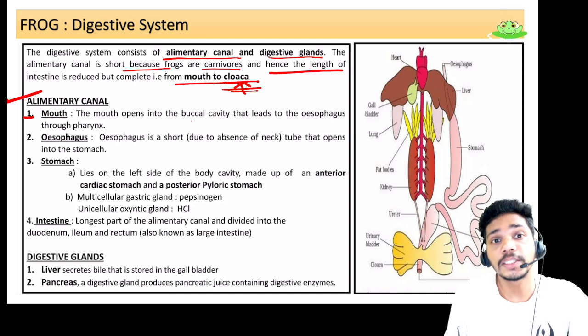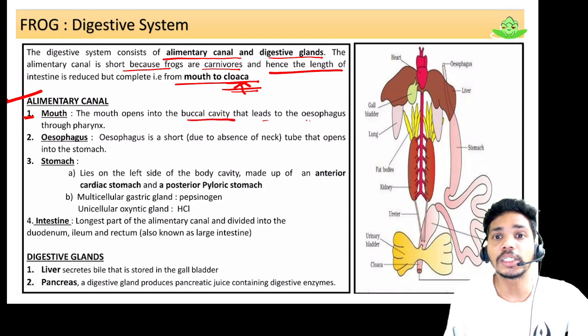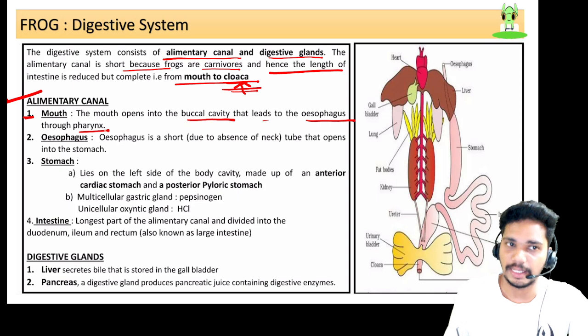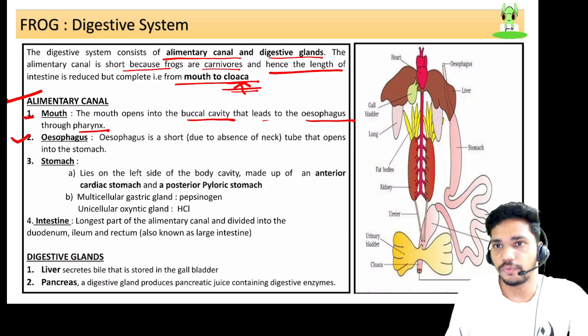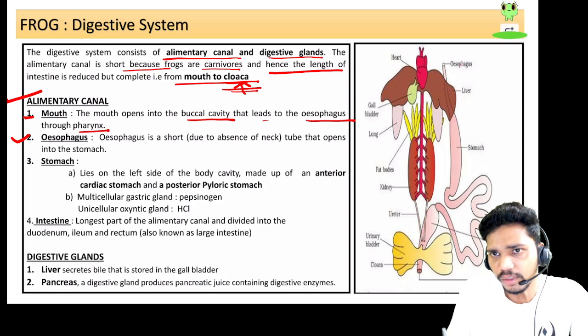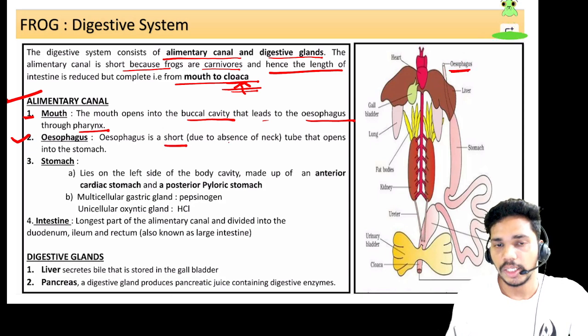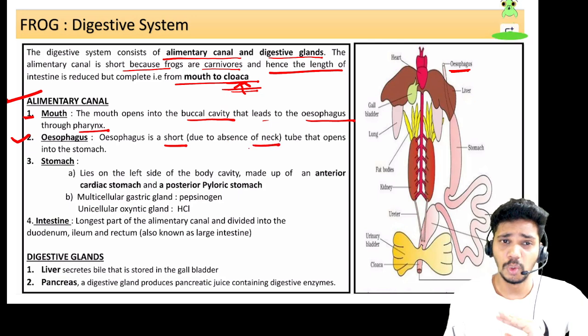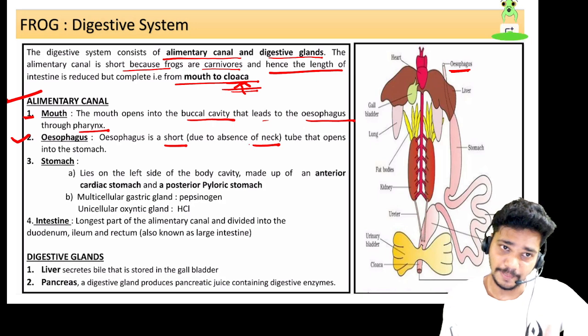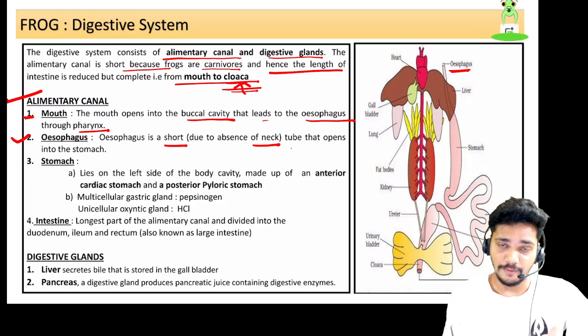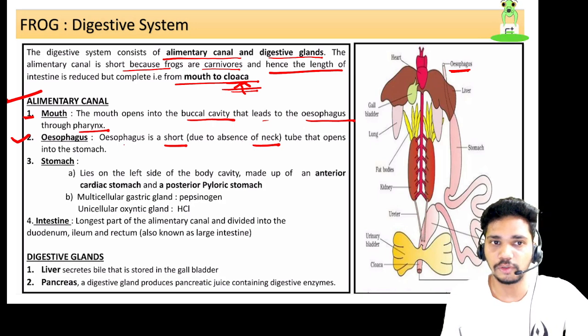Now, the alimentary canal. The first part is the mouth. The mouth opens into the buccal cavity that leads to the esophagus through the pharynx. After that comes the esophagus. Can you see that from here the esophagus is there, right? The esophagus is short due to the absence of a neck. There is no neck in the case of frog, so the esophagus is short. If the neck is much longer, definitely the esophagus would be longer. It is a tube that opens into the stomach.